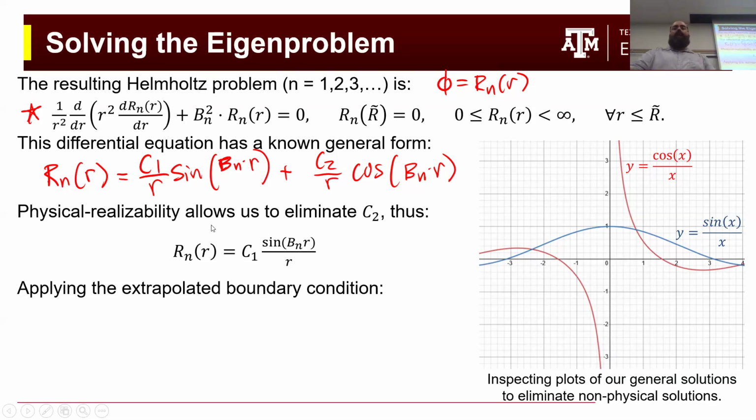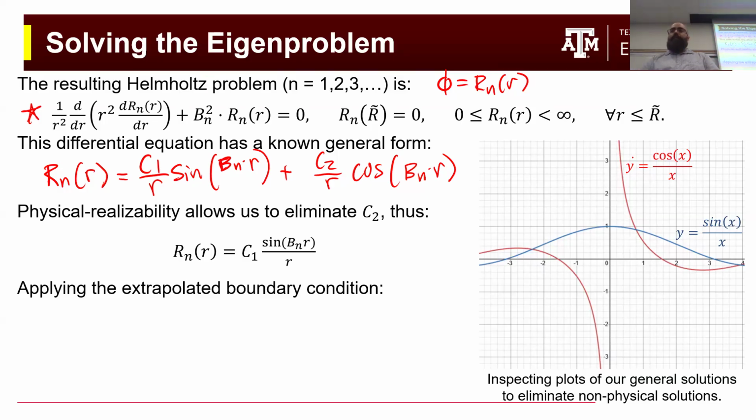And so what I need to do here is think about what the forms of these two functions look like so that I can try to eliminate one of my solutions. If I look on this graph, the cosine of x over x is this red function, and the sine of x over x is this blue function. Physical realizability says that within the domain of my reactor, from r equals 0 to the extrapolated radius, my flux can't go up to infinity. It also can't be negative.